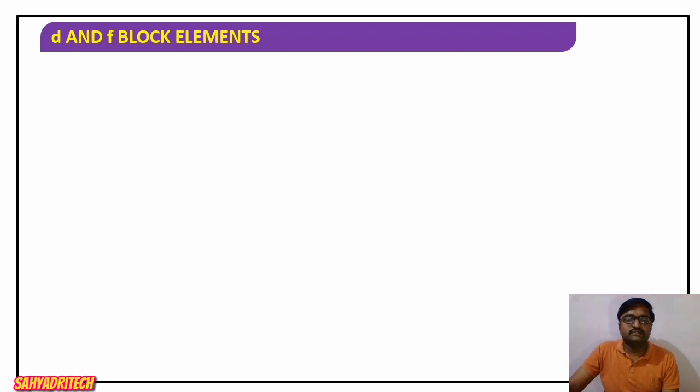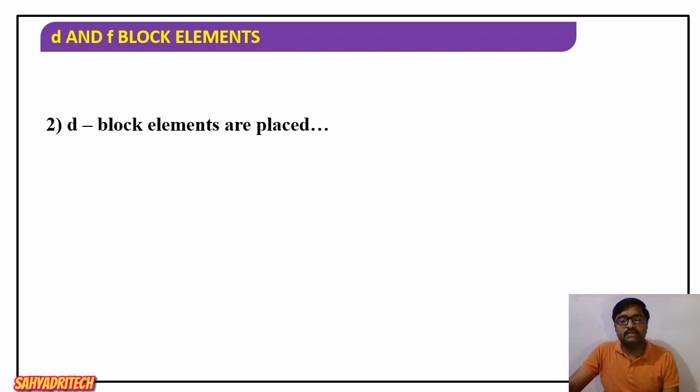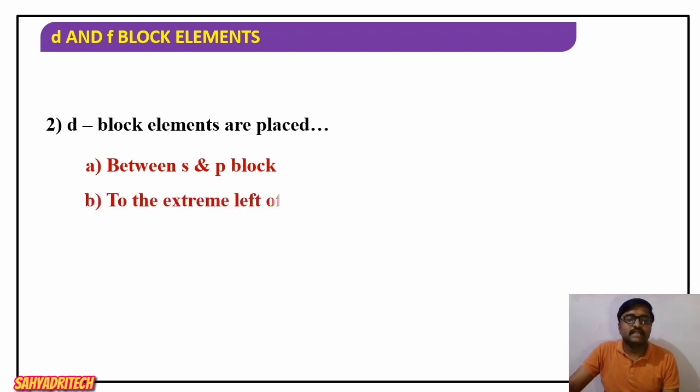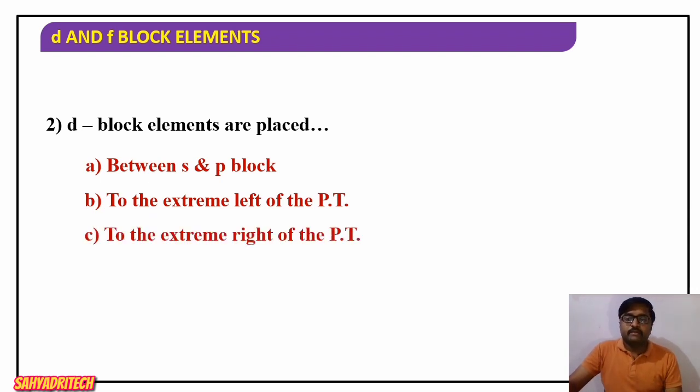Well, the next one. D block elements are placed, if you think of their position, where? The first option, between the S and P blocks. The second option, the extreme left of the periodic table. The next option, the extreme right of the periodic table. What is the answer? Between the S and P block elements.